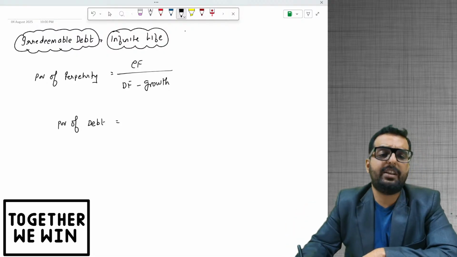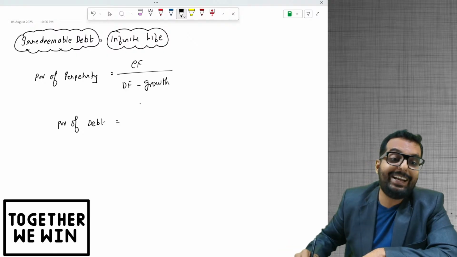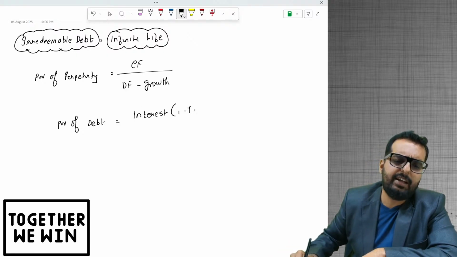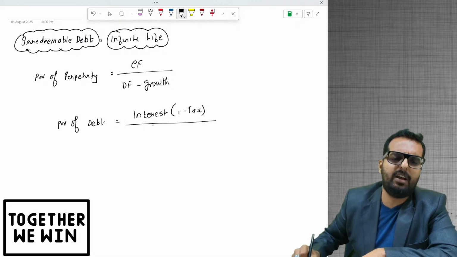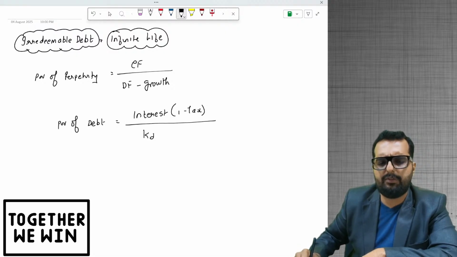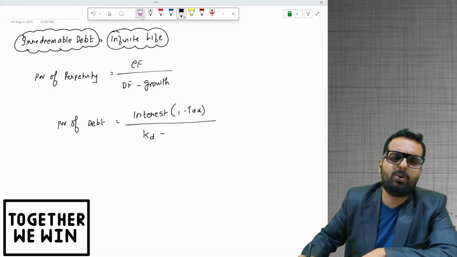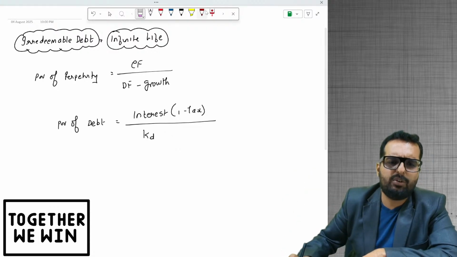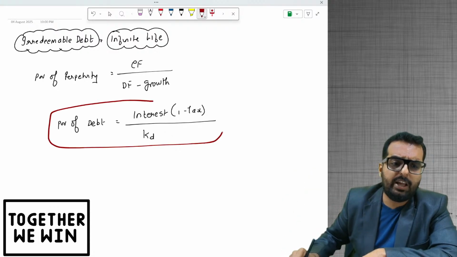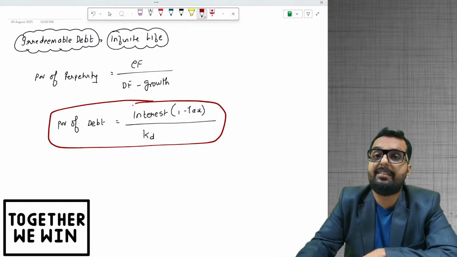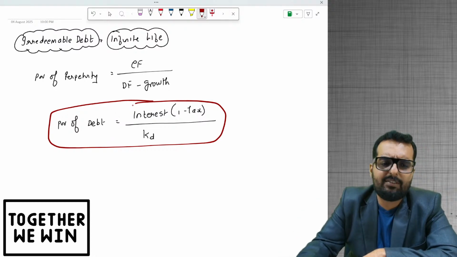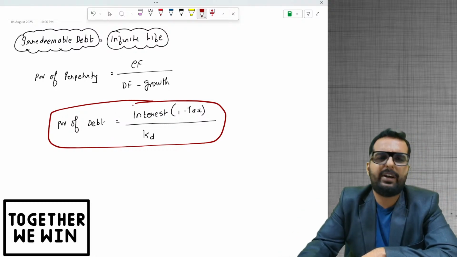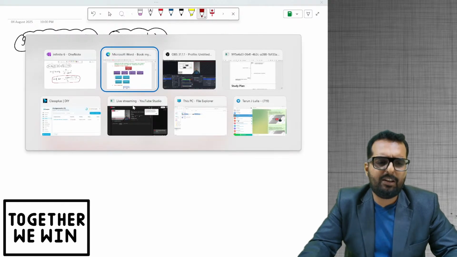Now tell me, friends, what is the cash flow in case of debt? It is the interest. Is it the interest before tax or after tax? It is the interest after tax. Whole divided by the discounting factor, which will be KD. Minus growth will not come because interest will go every year in the same manner. So now tell me, what is your formula for irredeemable debt, friends? It is interest into 1 minus tax, whole divided by KD. Everybody clear with this part?